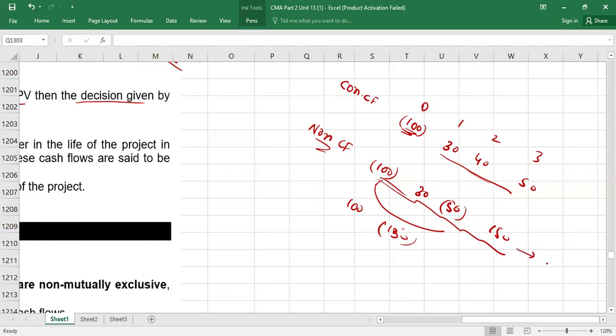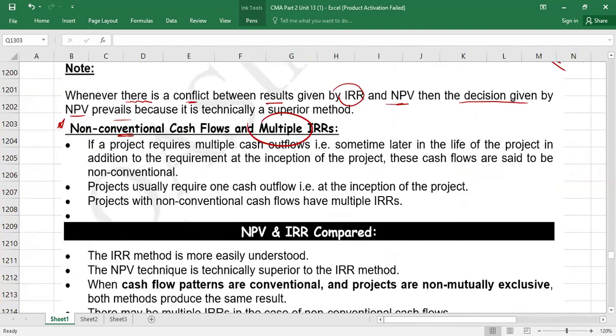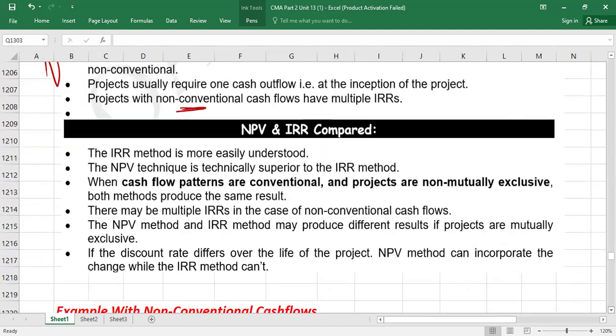In non-conventional cash flows, IRR can mislead you. Totally, it can mislead you. So let's have a look with the help of an example. Before moving to the example, I need to go through other points also. Now, I have explained what conventional and non-conventional cash flows are. These are the three points regarding that. So I have told you conventional and non-conventional.